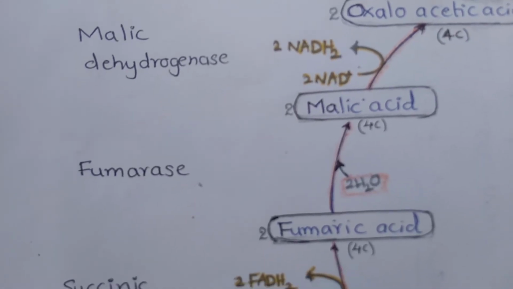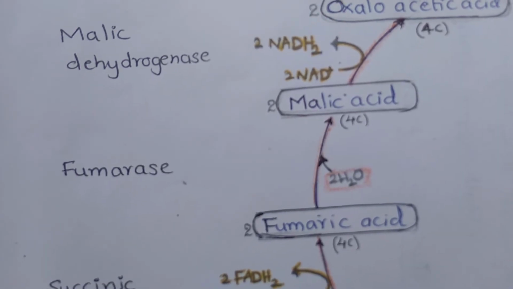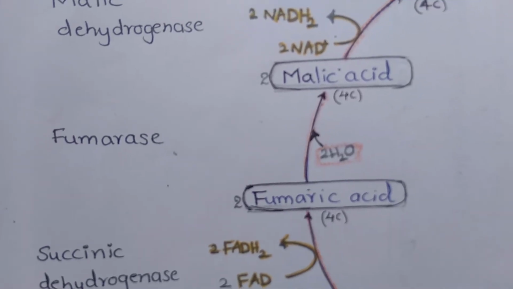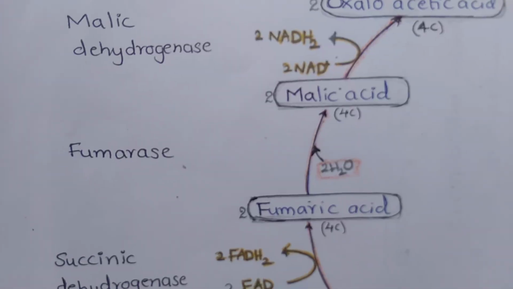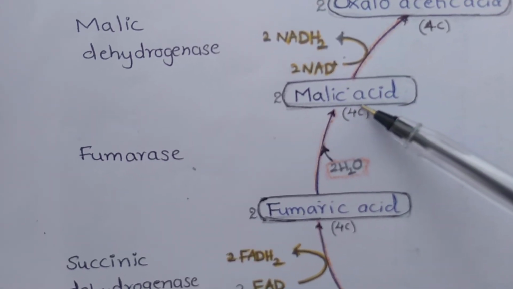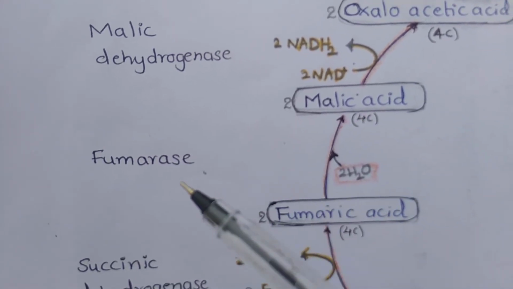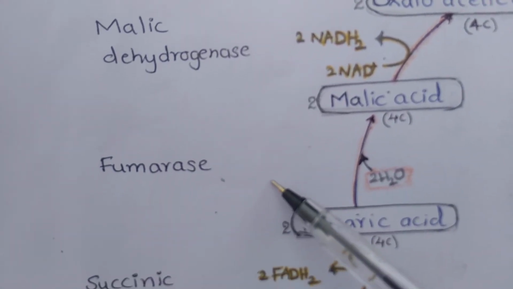Ninth step is hydration. In this step, fumaric acid utilizes two water molecules. In this step, fumaric acid is converted into malic acid. It is also a 4-carbon compound. This step takes place in the presence of the fumarase enzyme.